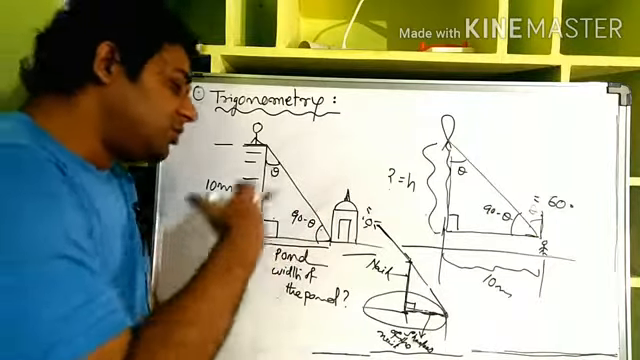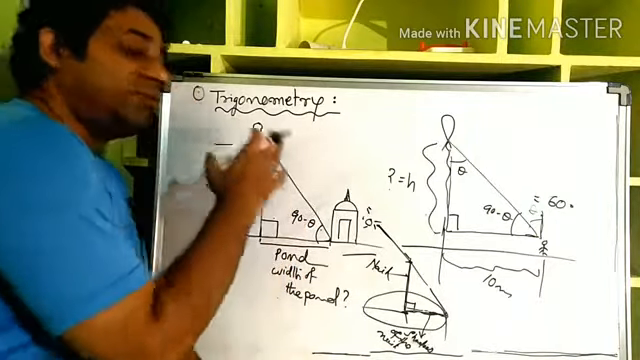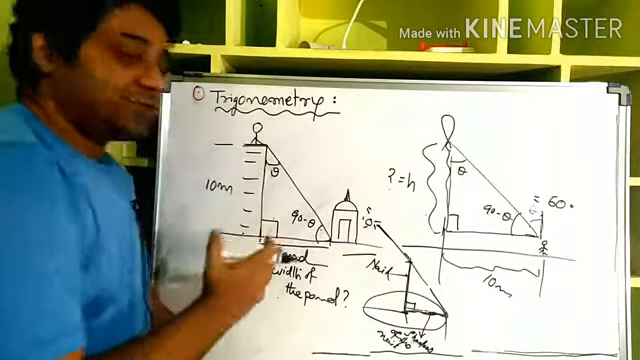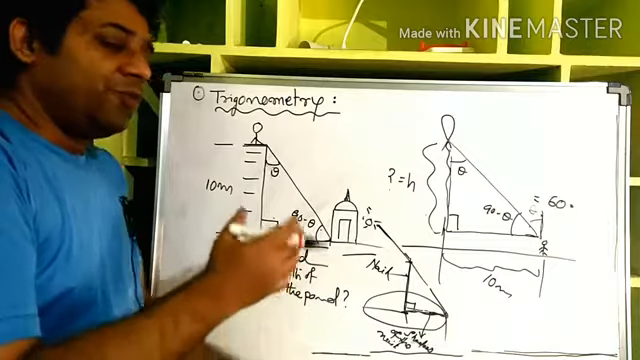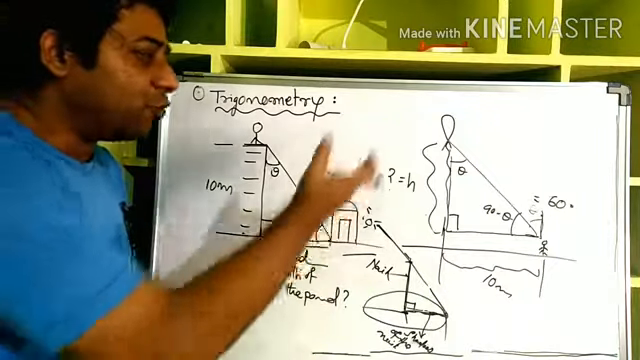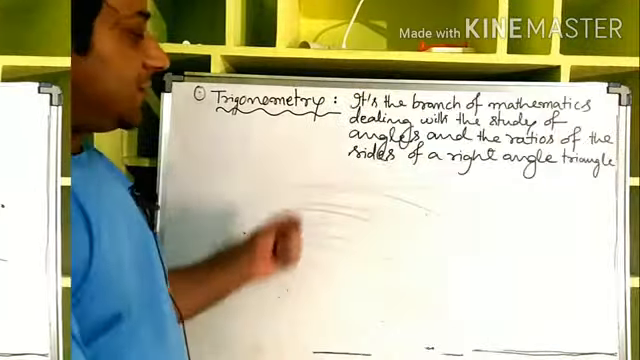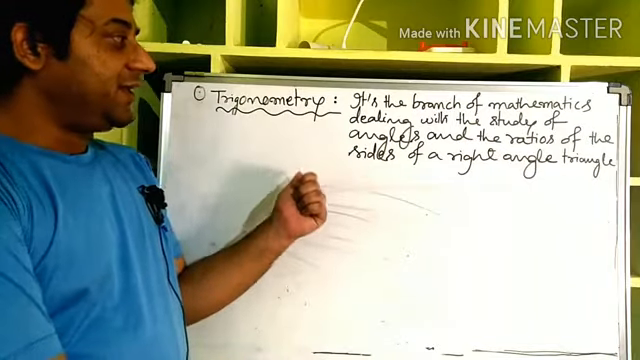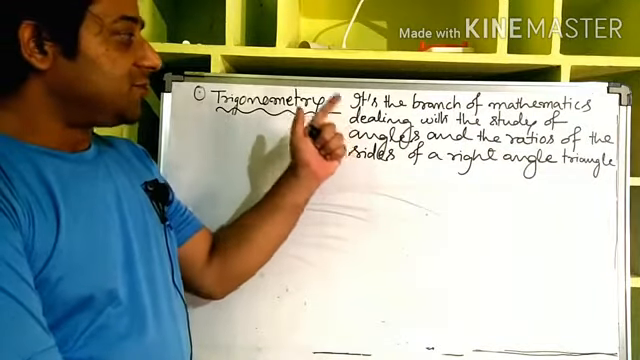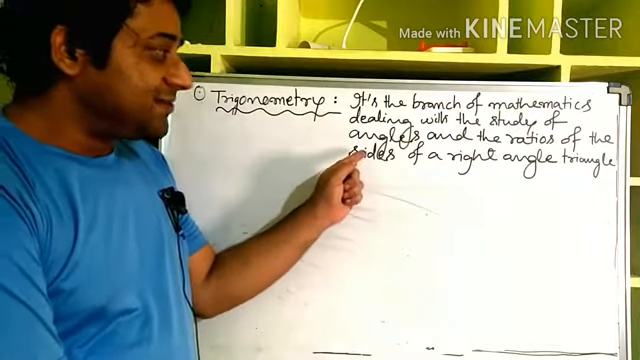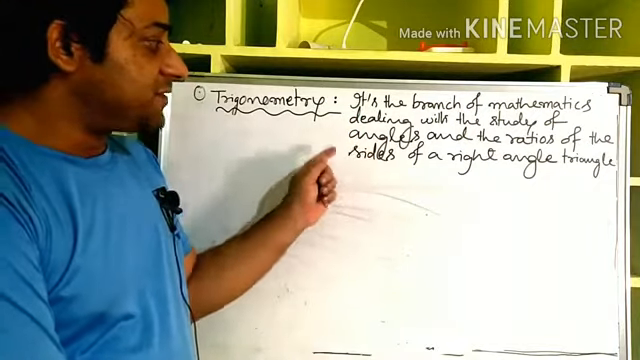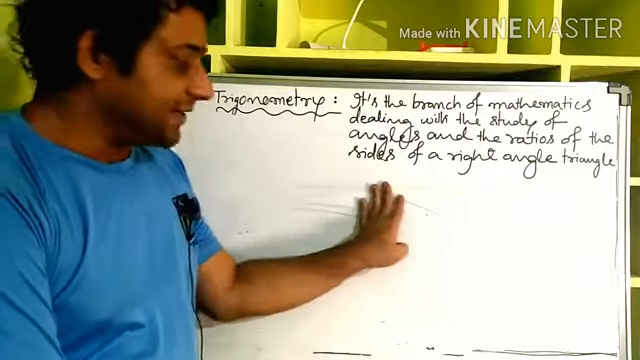All those applications we will call trigonometric ratios. We'll be defining some ratios in some time, but before that we will start from the very fundamental: what is an angle? From there we are going. So the definition of trigonometry is the branch of mathematics dealing with the study of angles and the ratios of sides of a right angle triangle.